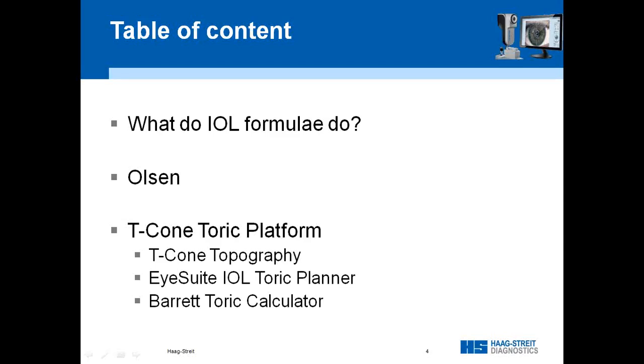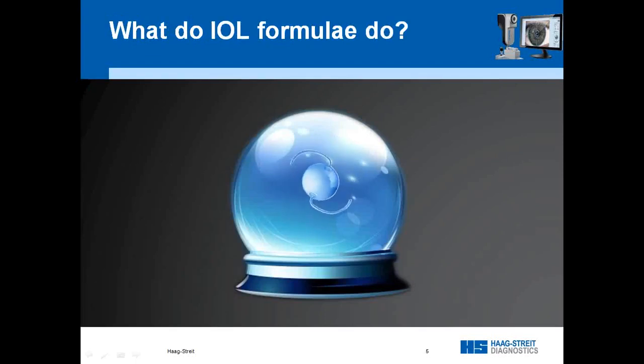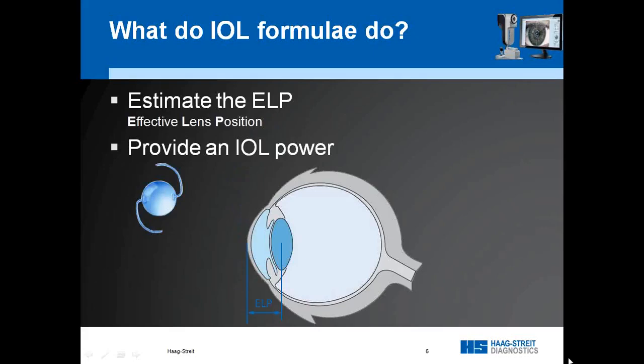Okay, let's start with some basic introduction on what IOL formulae do. When we do IOL calculation, we want to know what IOL power I have to put into the eye to get the best refractive outcome for the patient. Well, we know that the IOL is going to sit in the capsular bag in an uneventful cataract surgery. So that's true. But where it exactly sits, that's the one big mystery in all IOL calculation formulae. And that's where the formulae differ the most.